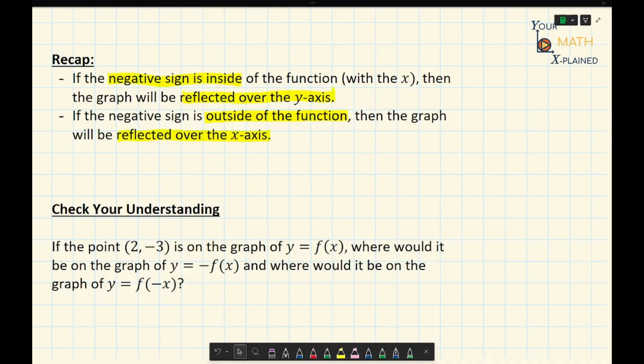Okay, so now, using this knowledge, can you find the solution to this problem? So if we have the point (2, -3), which is on the graph y is equal to f of x, where would that point move to on the graph y is equal to negative f of x? And where would it be on the graph if we have y is equal to f of negative x?